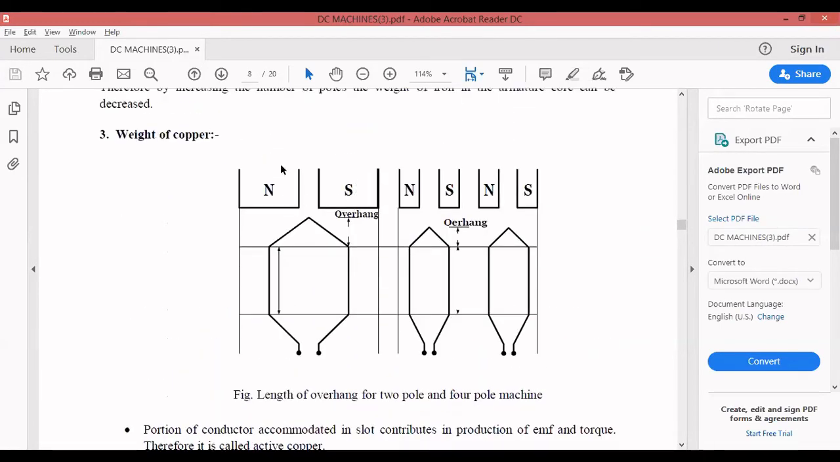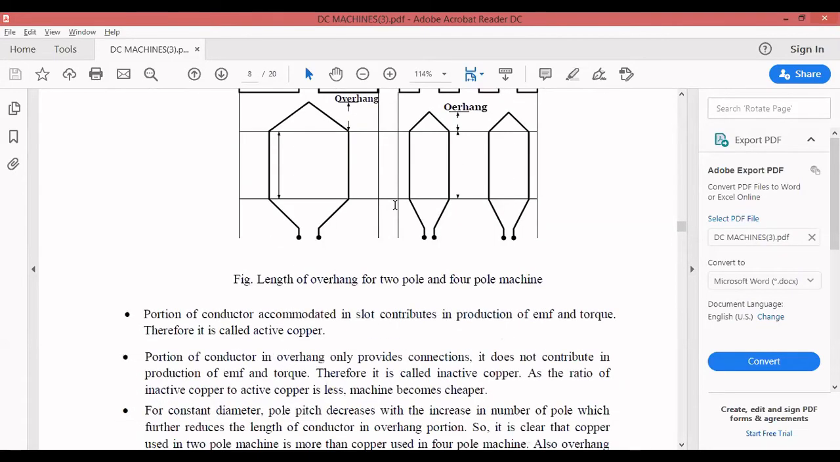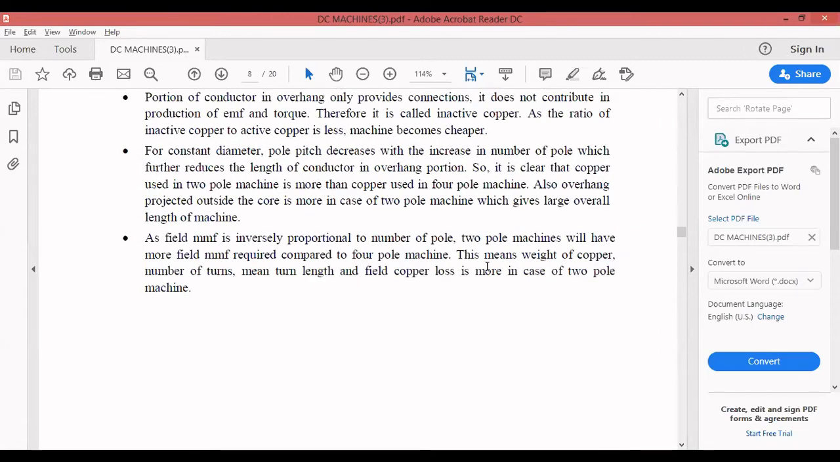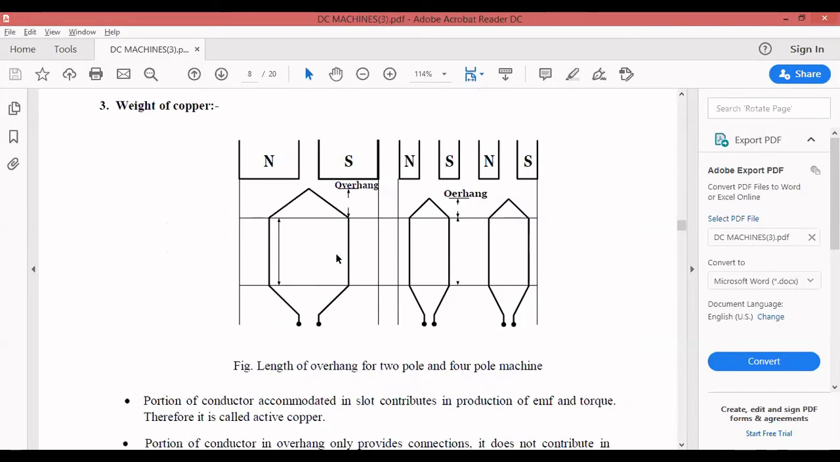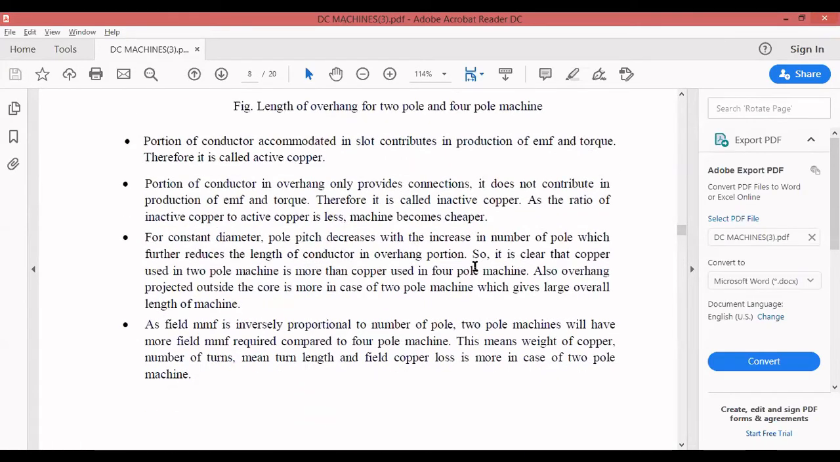Field MMF is nothing but what? Your main flux, where the flux is produced in your field. That's one. This means the weight of the copper, number of turns, mean length of turn, and field copper loss are more in a two pole machine. Normally, the copper loss in the armature and the copper loss in the field will be more in a two-pole machine because you are going to use more copper compared to a four-pole machine. You can sum up that the copper loss will be more in a two-pole machine as compared with a four-pole machine.